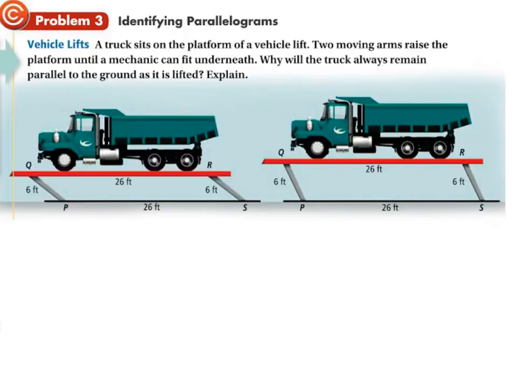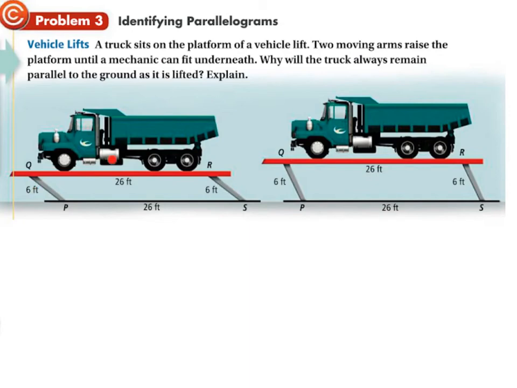Okay, this one's pretty basic. A truck sits on a platform of a vehicle lift. The two moving arms, here and here, raise the platform until the mechanic can fit underneath, so it's raising up. Why will the truck always remain parallel to the ground as it is lifted? Because remember, when you have opposite side pairs congruent, then it is a parallelogram, and so opposite side pairs will be parallel. Since this and this is not changing its length, and from Q to R and P to S is not changing its length, you can see that it maintains lengths of 26 for these two and maintains length of 6 for these two.